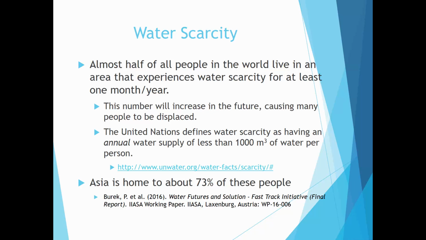We expect that the percent of people experiencing water scarcity will increase in the future as the climate changes, and that will cause many more people to be displaced. Asia is home to about 73% of all people that are experiencing water scarcity. And so again, this is partially due to low amounts of surface water, but mostly it's because of the high population. So the amount of surface water compared to the amount of people is low.